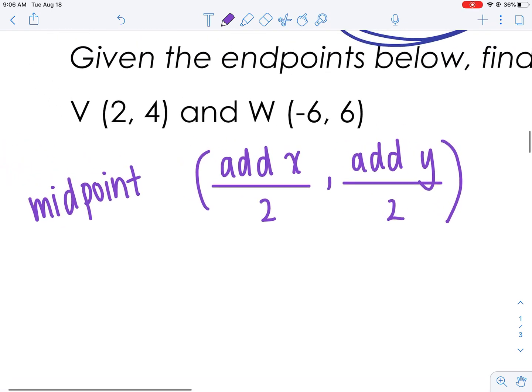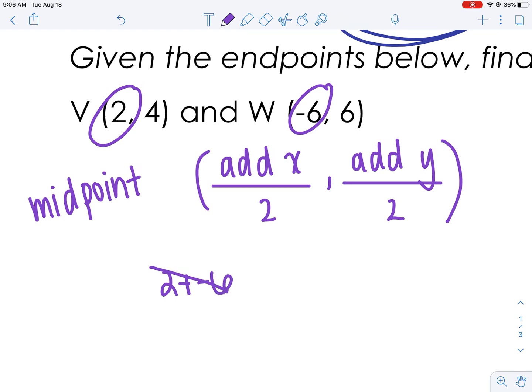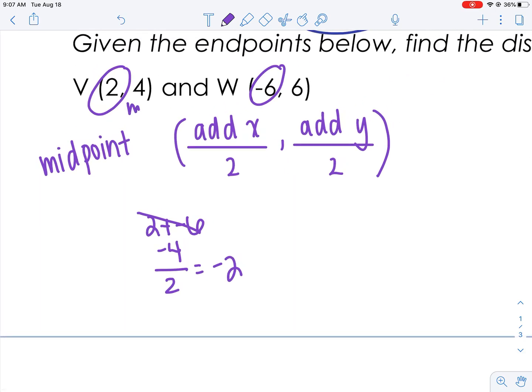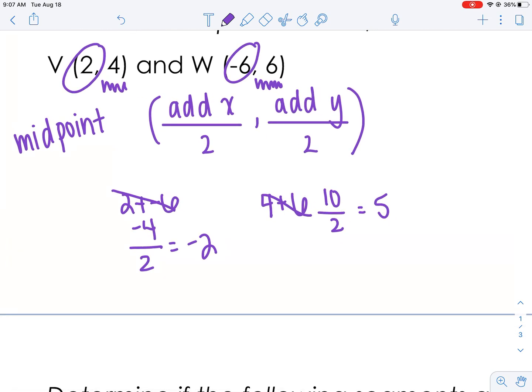So adding the x's, I have 2 plus negative 6. That would be negative 4. Negative 4 divided by 2 is going to be negative 2. Now I'm going to add my y's. So I get 4 plus 6 is 10. 10 divided by 2 is 5. So my midpoint M would be at negative 2, that was my x, 5 was my y. There's your midpoint.